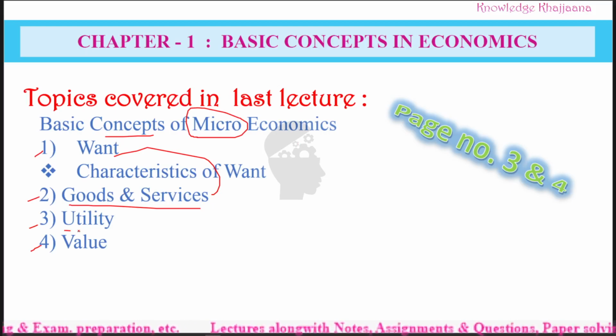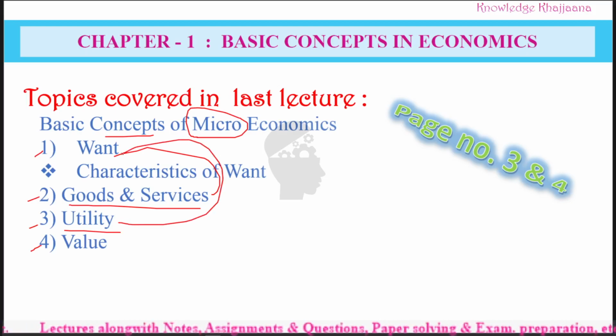It is utility. There is utility hidden in goods and services, which enables them to fulfill the want. What is meant by utility? How can we calculate the utility? Because that utility has some value. Utility is hidden in goods and services. But what is hidden in the utility? There is some value. Value is hidden in those utility.